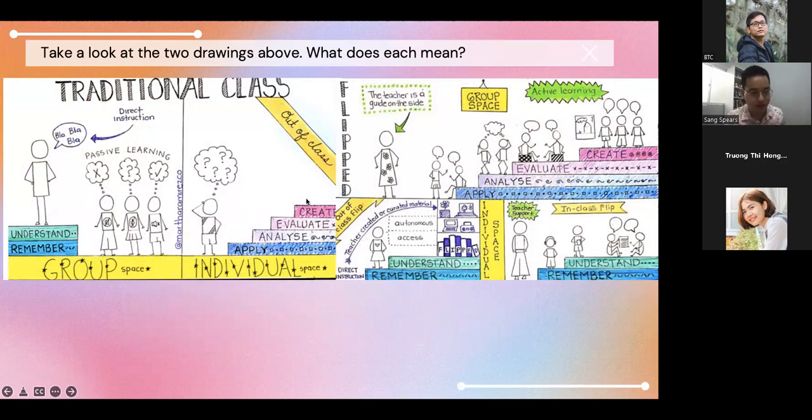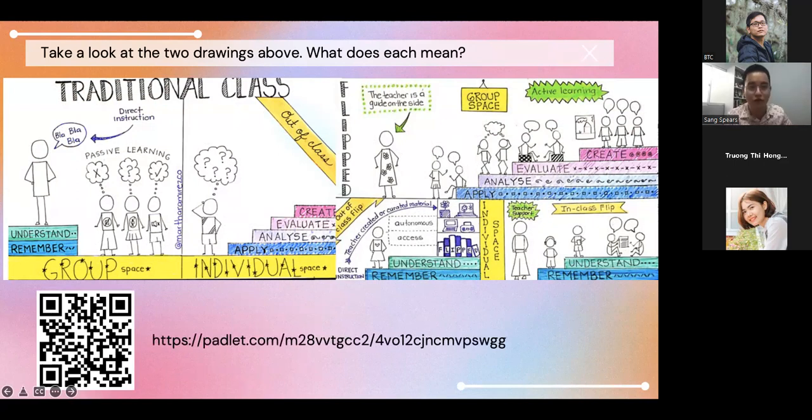Here I have 2 pictures. Drawings, not pictures. This one is the traditional class, and this one is the flipped class. I really want to know your voices about how these 2 are different. Could you please scan this QR code, or probably I will paste the link to our chat box so that you can join the Padlet discussion. Please try to describe or tell me the meaning of each drawing that you can elicit. You don't really need to write your name, you just raise your idea about how different these 2 drawings could be.